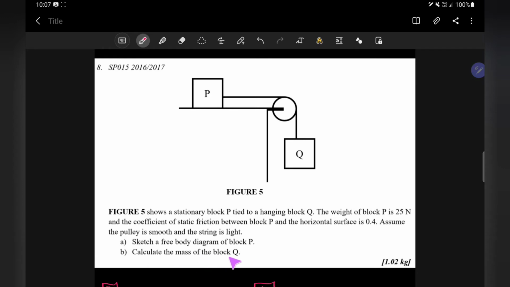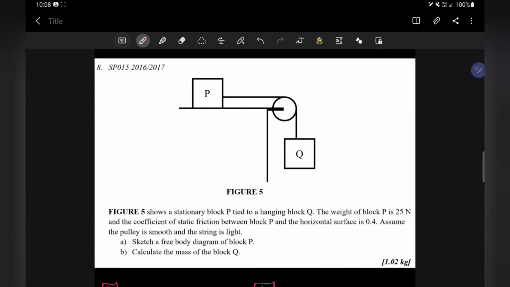Seems like in this case they ask you to sketch a free body diagram for P only, but to calculate the mass of Q, again we need to sketch a free body diagram too, because we need to take out the equation, isn't it? So we just sketch a free body diagram for both objects. It doesn't matter. Because to answer question B here, we need to refer to the free body diagram of Q.